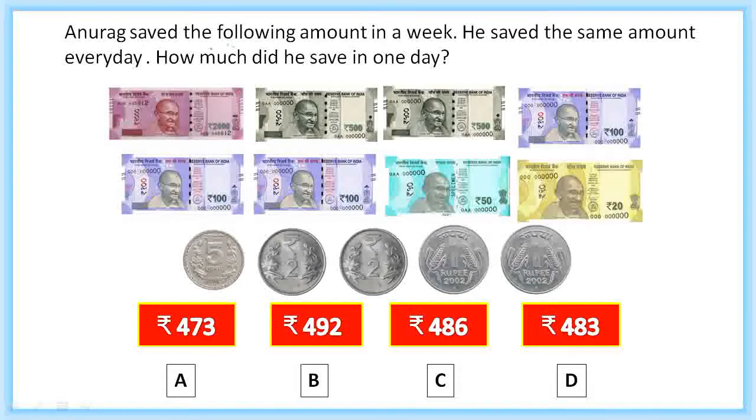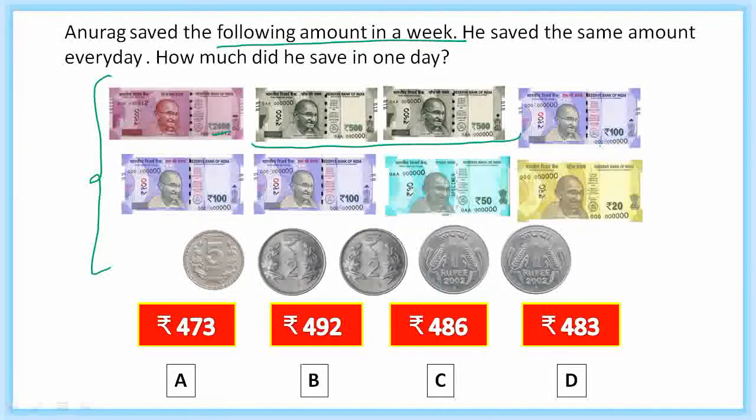Anurag saved the following amount in a week. So how much did he save? We're going to add the values to figure out the value. 2000 plus 500 plus 500 is 1000, we'll get 3000. Then we get 3000 plus 300, 3350 and 3370. I just did it in short. 3370 would be the number which you will get after adding the values.